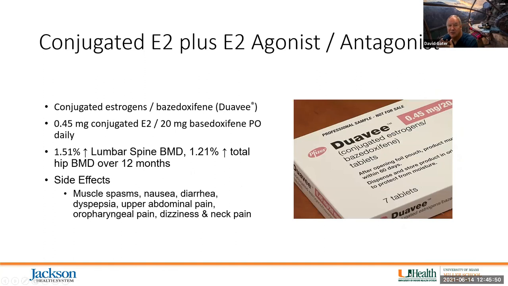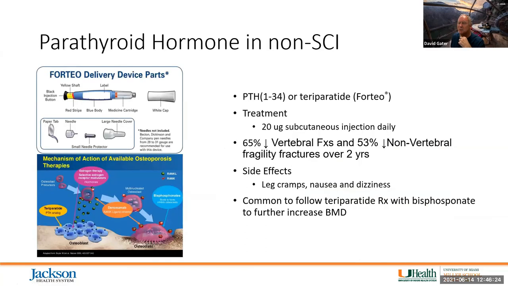Again, in the non-spinal cord injured population, looking at conjugated estrogen plus the estrogen agonist antagonists, so Duavee, basically they've shown an increase in lumbar spine bone mineral density by approximately 1.5% and 1.2% in bone mineral density at the hip over a period of 12 months. Significant side effects are associated with these medications. To my knowledge, these have not been trialed in persons with spinal cord injury.